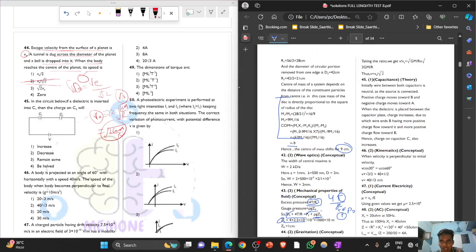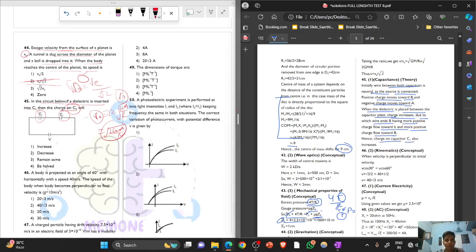Now moving to the next question. In the circuit below, if the dielectric is inserted, what happens to the charge on C2? It is asking about the charge on C2, whether it will decrease or increase. You need to understand it's simply a conceptual question. Now reading the explanation. Initially, the wire between both capacitors and the neutral source is connected. Positive charge moves toward B, and negative charge moves towards A. When the dielectric is placed in the capacitor, the charge increases, due to which the wire end B has more positive flow towards B, and the charge on the capacitor will also increase.